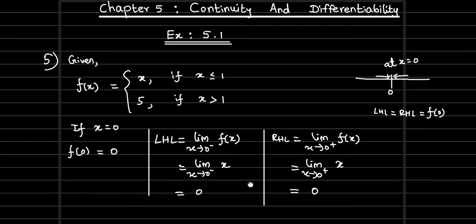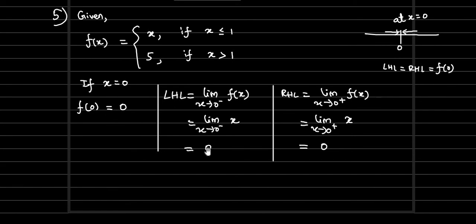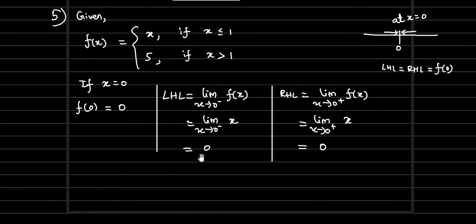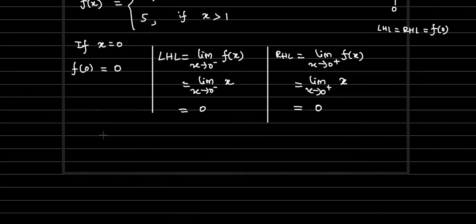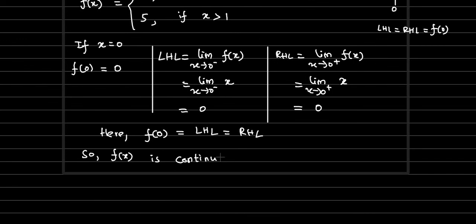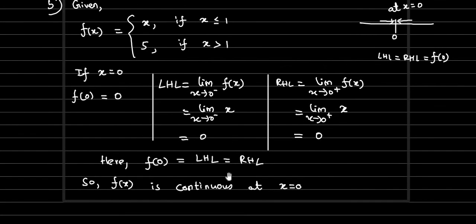So this one is 0. Now if you notice, the f of 0 value, left hand limit, and right hand limit, all three values are the same. So we can say that f of x is continuous at x equal to 0. So first part we completed.